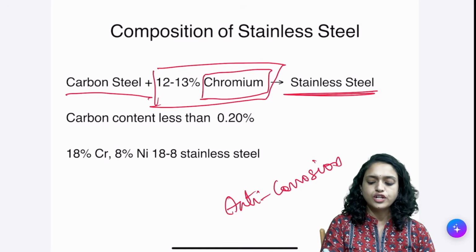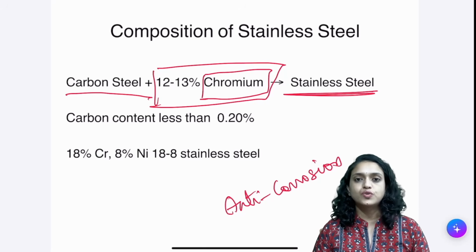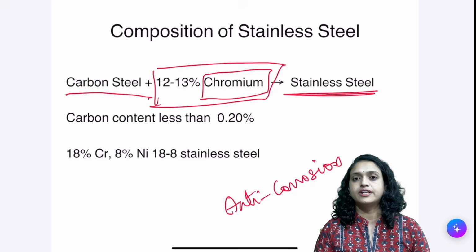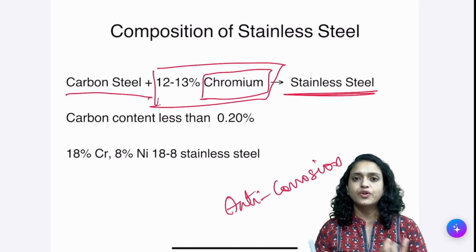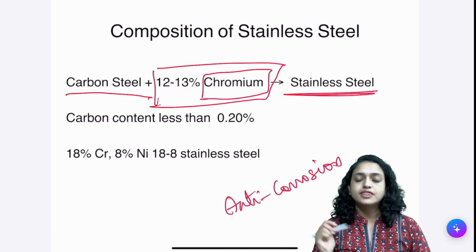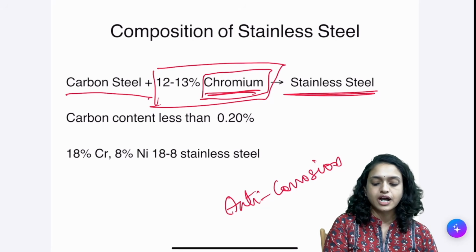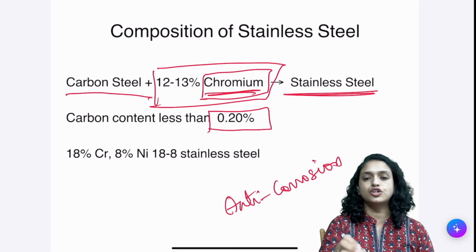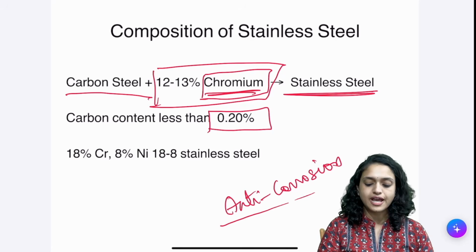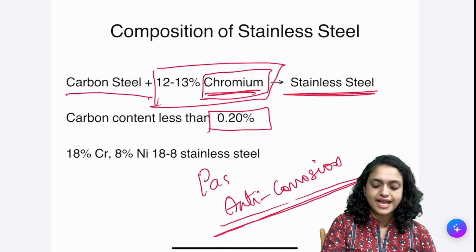You would all have used steel utensils for your routine cooking. They don't rust, right? They stay shiny, and once you use it, you clean it, and even if it's watery, it's not going to affect the material at all. This is mainly because of the presence of chromium. So you reduce the carbon content to less than 0.20% and increase the chromium percentage, and it produces an anti-corrosion property by a method called passivation.